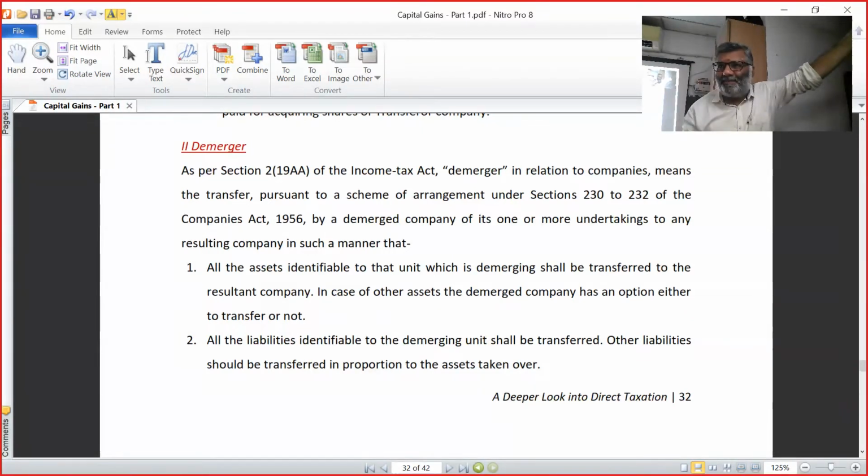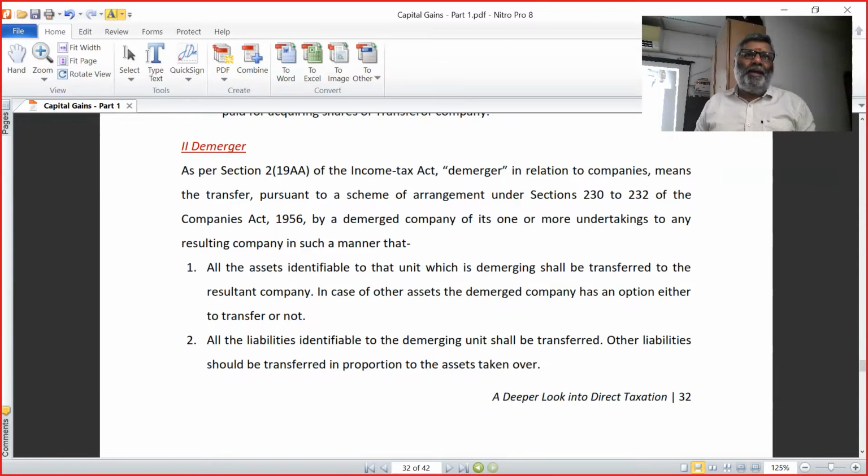Common assets, I have the option. Office building is there, and all the units share the same administrative office. So for the factory building of the demerging unit, I don't have an option. I need to transfer it to the resulting company. Office building, I have the option. Liabilities: all identified liabilities should be transferred.